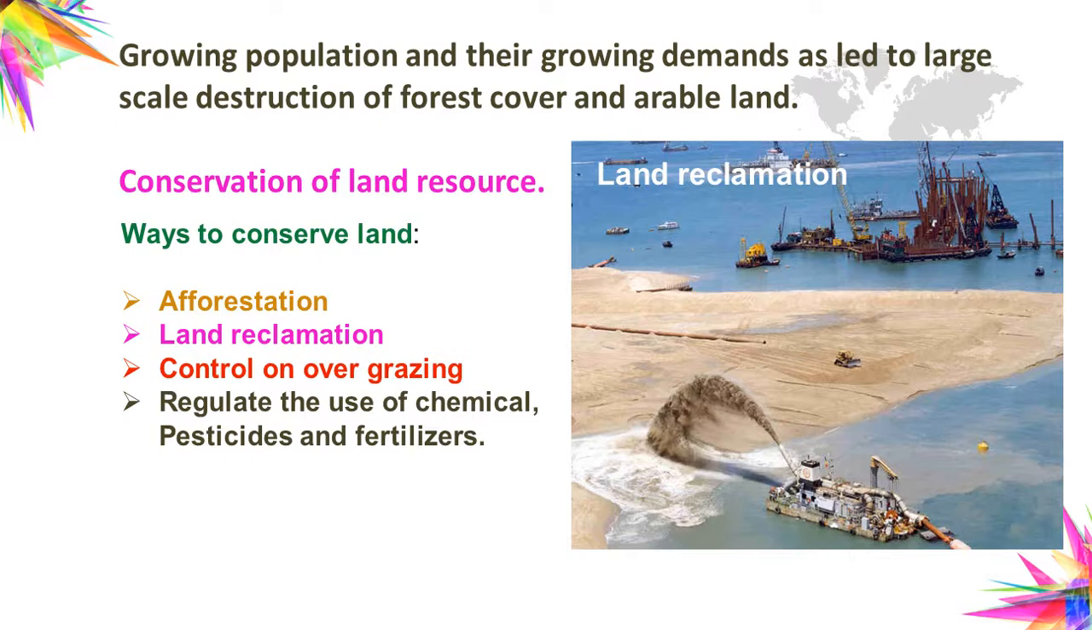Here are some of the following ways to conserve land resources: afforestation, land reclamation, regulated use of chemical pesticides and fertilizers, and checks on overgrazing. These are some of the common methods used to conserve land resources.